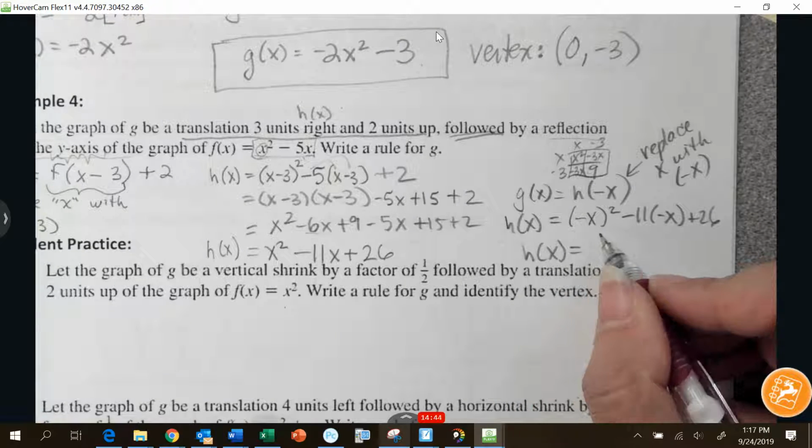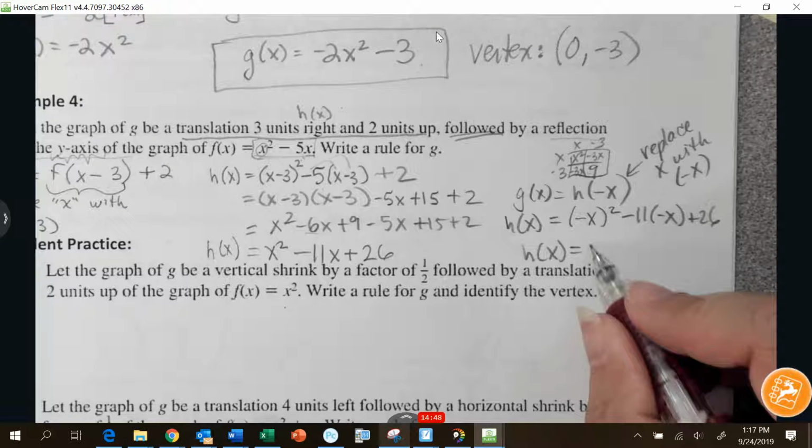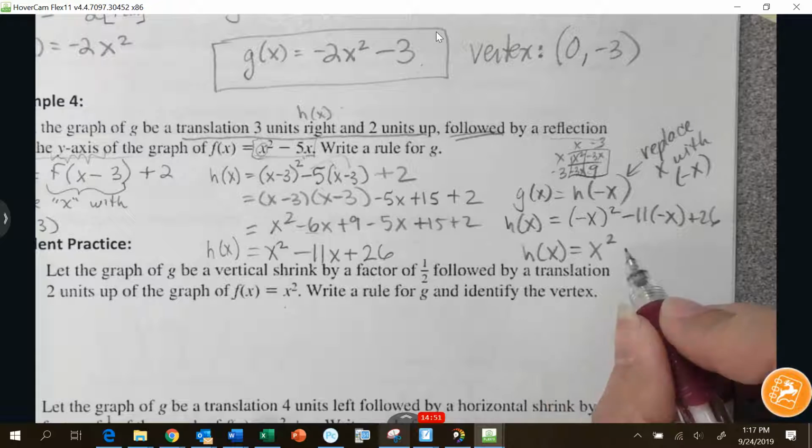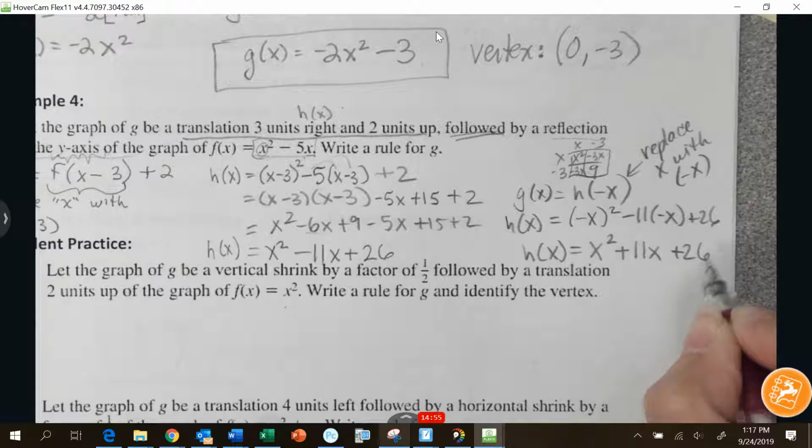What is negative x squared? x squared. What's negative 11 times negative x? And then 26.